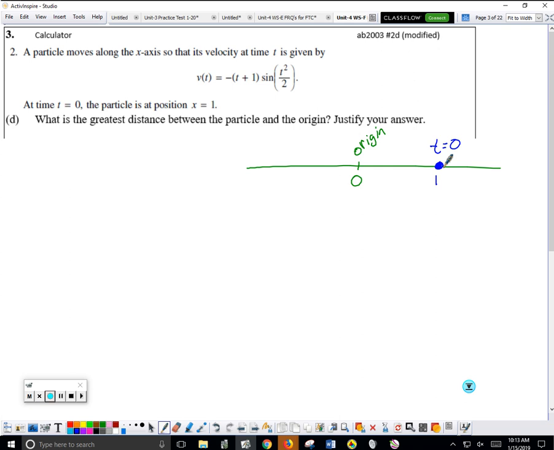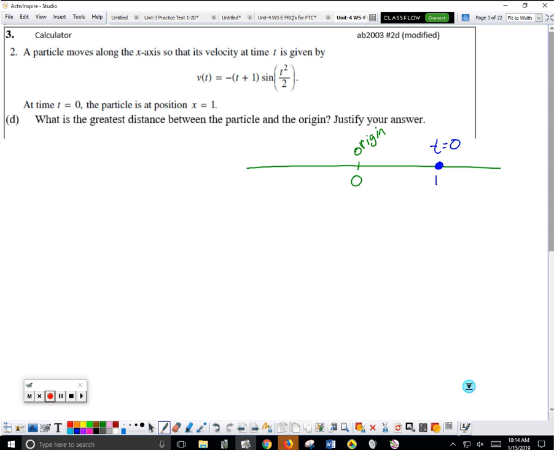Question says, what is the greatest distance between the particle and the origin? At time 0, that distance is 1. They want to know what is the greatest distance. As the particle moves, if it ends up way over here, that distance will be further from the origin, because it will be the distance between my hands. If the particle ends up over here, then the distance would be furthest from the origin between my hands now.